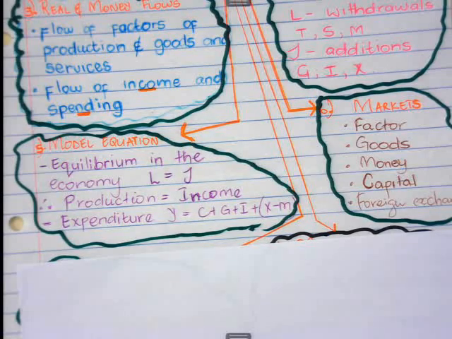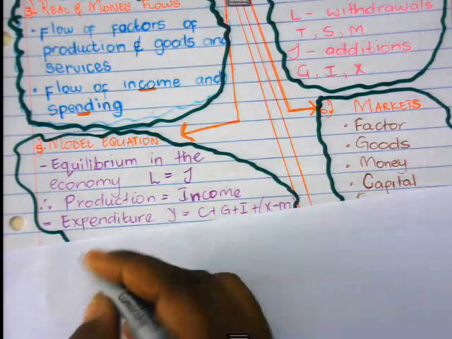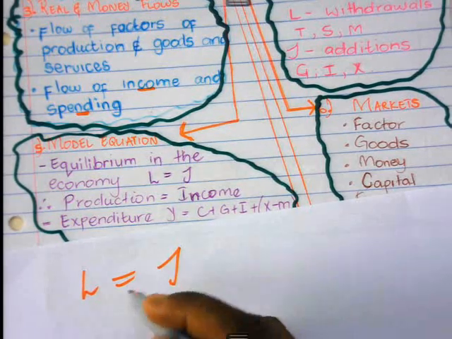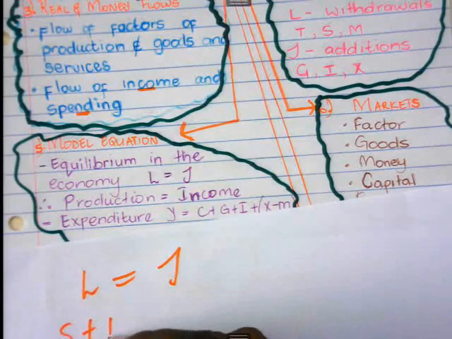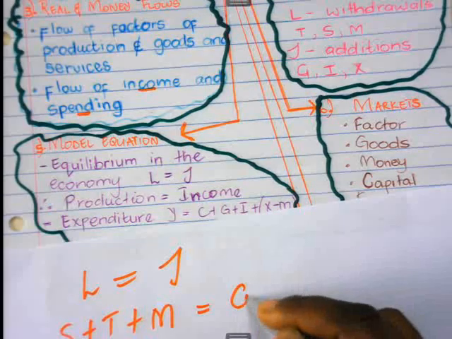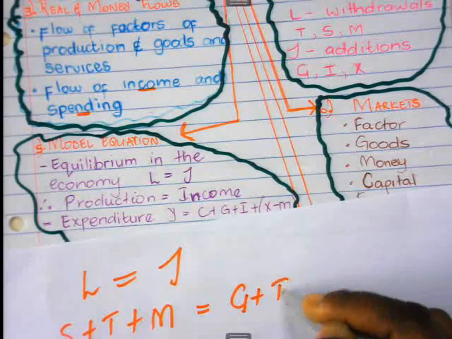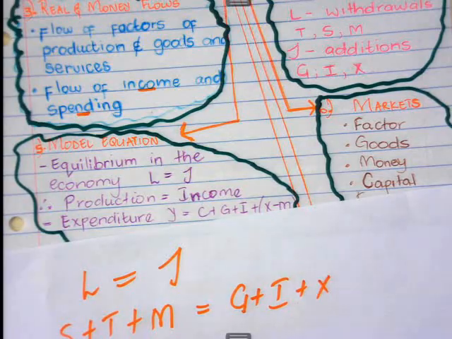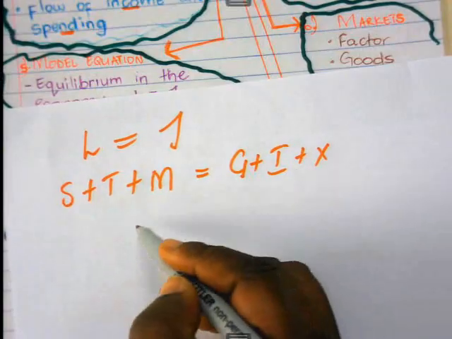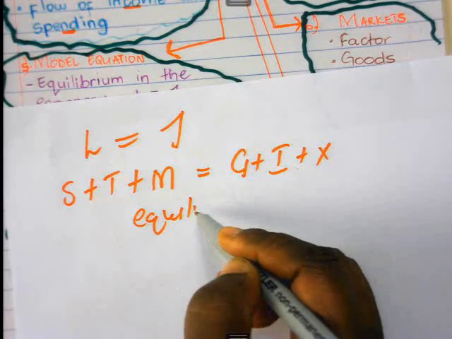So when leakages equal injections, what does that say? It says to us savings plus tax plus imports is equal to government spending plus investment plus exports. They are all equal. So we say the economy is in equilibrium.